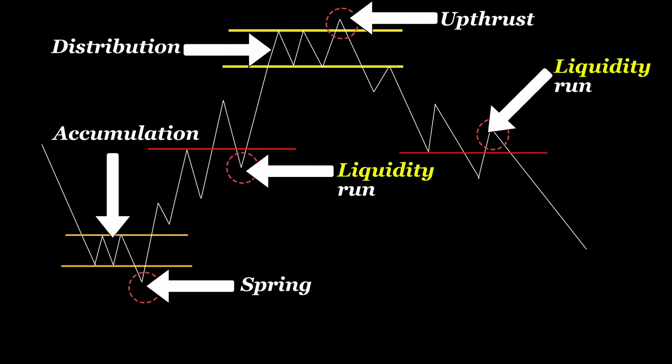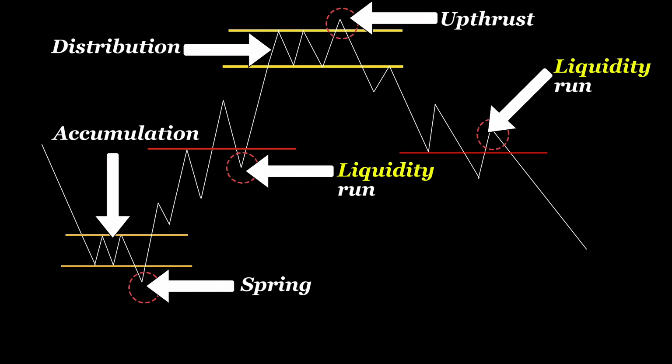Price breaks a support level, that level becomes resistance, a retracement occurs, price briefly moves above that level, then closes back below. This forms a bearish liquidity run, giving continuation to the downtrend. It happens repeatedly as the market continues to create lower highs and lower lows.